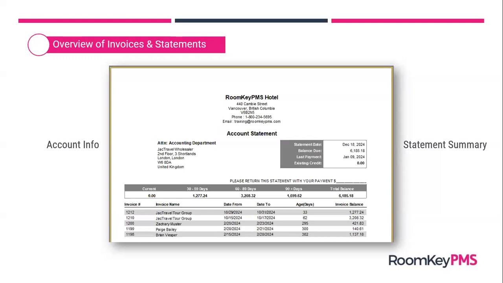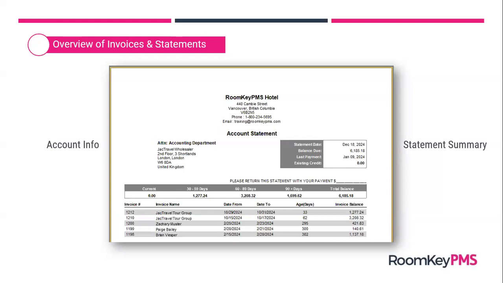Off to the right-hand side is a statement summary or summary of this particular statement for this account. We can see details like the statement date, any outstanding balance that is due or owed to the property on behalf of this company or organization. We also note if there's any credit on file for the organization, so that's noted as well.